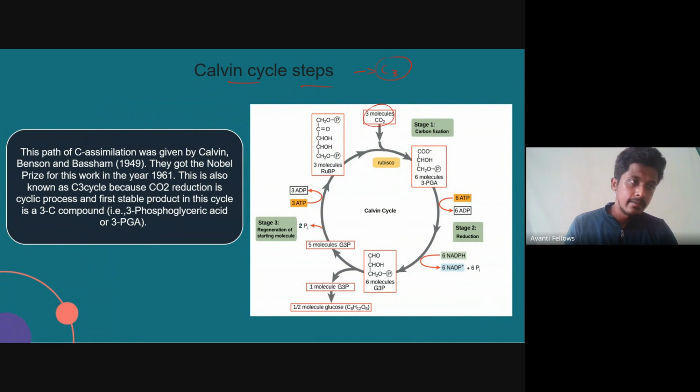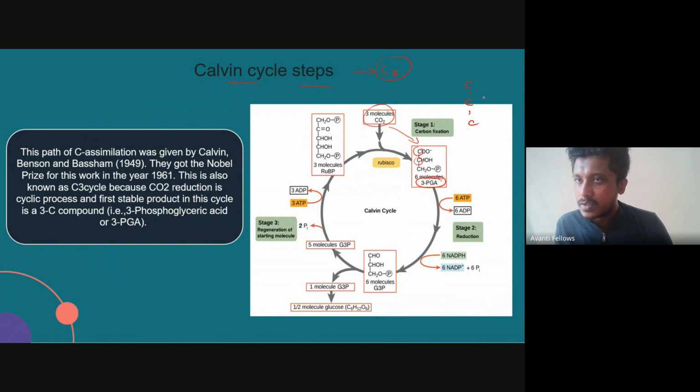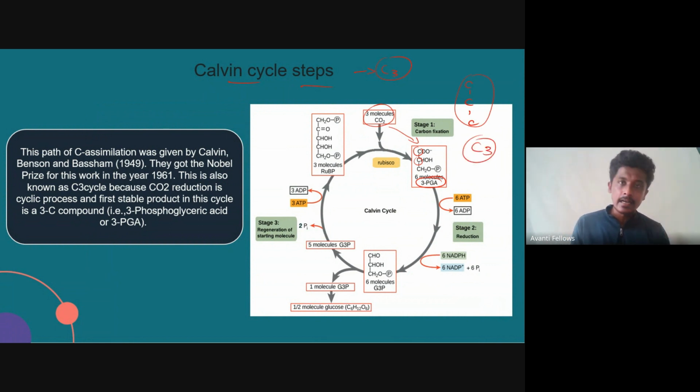Understood? While discovering that, he worked on an important experiment where he started labeling the carbon dioxide with radioactivity. The radioactive C14 he used. When he used it, he understood that the carbon dioxide was first fixed as a three carbon compound. You can see here 3PGA, which is called phosphoglyceric acid. Phosphoglyceric acid contains three carbon atoms in its structure. Since it contains three carbon atoms, that is why we call it the C3 cycle. Understand this: carbon dioxide is fixed as a three carbon containing compound. That is why we call it the C3 cycle.